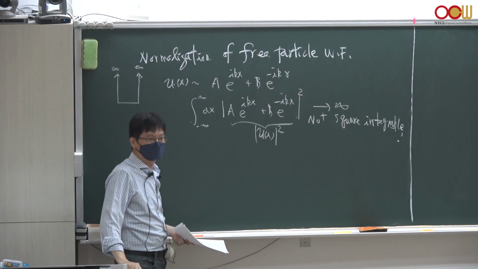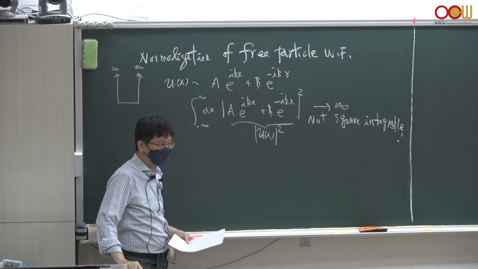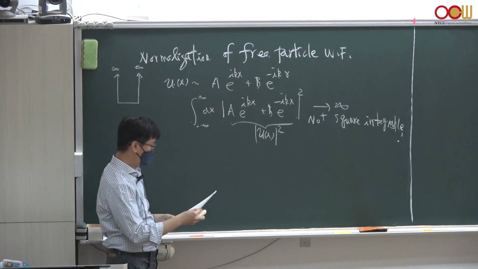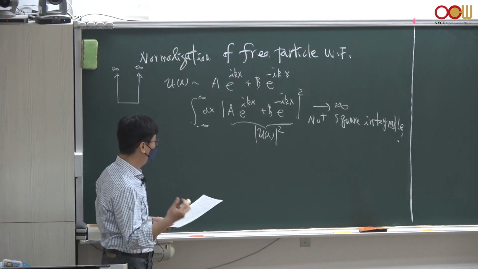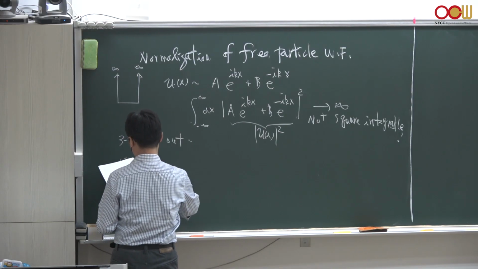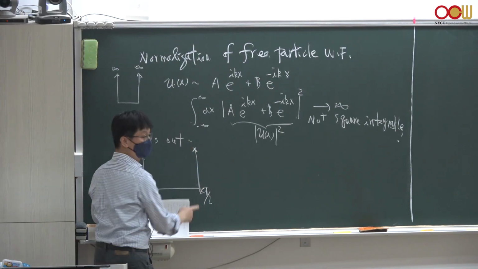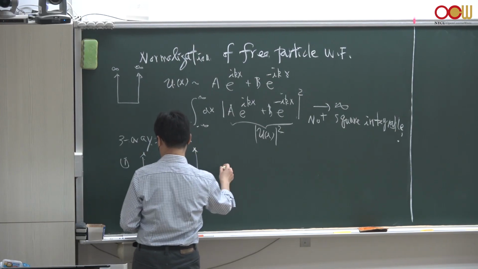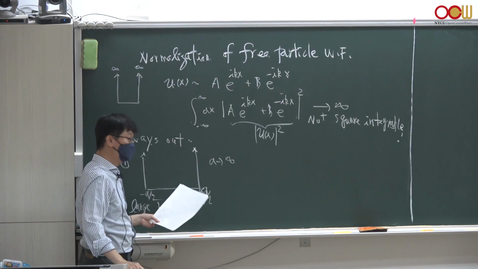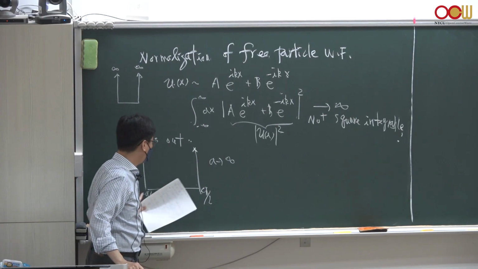But what can we do about this? Well, the textbooks tell us there are three ways out of this trouble. I'm not going to provide you with details, but we'll just list the final solution. The first is to consider a very large box, where this little a, the width of the well, goes to infinity, so that you could normalize this with the finite width of the box.